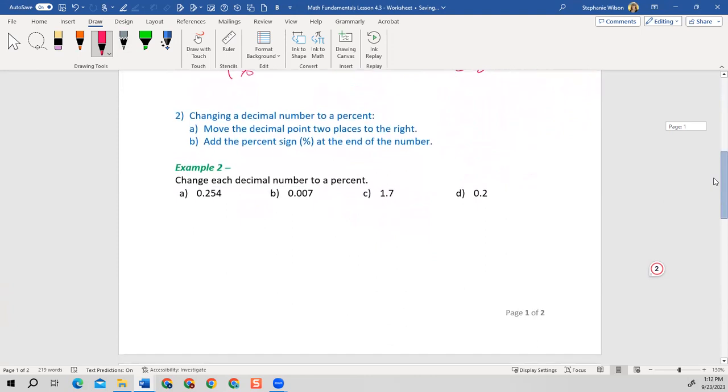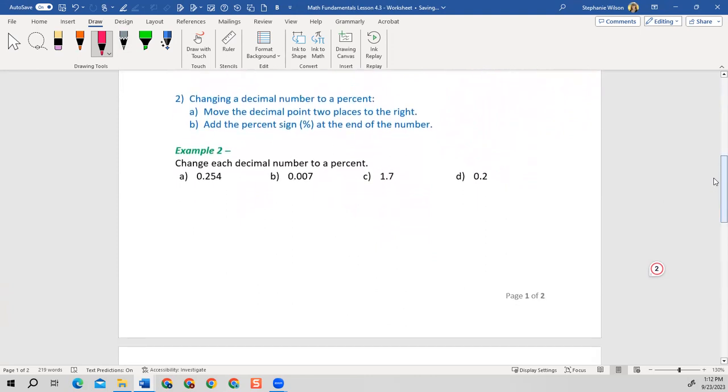If you want to read over the blue, go for it. This is where I was talking about that shortcut where you can move the decimal to the right 2 places. And the reason I say 2 places is because 100 has 2 zeros, right? So I'm going to grab it. I'm going to go 1, 2. So this is 25.4%. If you don't like this method, just multiply by 100, okay?